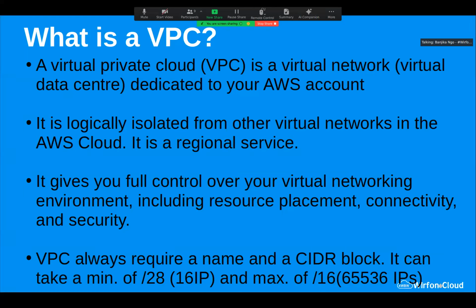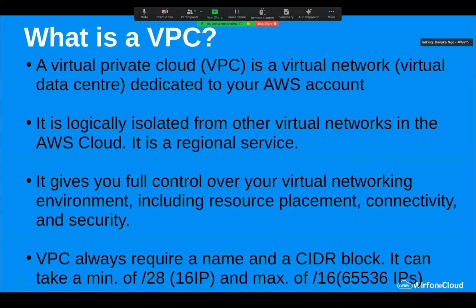So when you think of AWS cloud, I'm sure you must have done the global infrastructure. When you think of AWS, it's just a huge network that belongs to AWS, right? In that network, AWS gives you the possibility to create a virtual network that belongs to you, and this will be isolated from any other networks that are created. This network gives you control over the virtual networking environment, including the resources that you want to place on it, the connectivity, and the security.